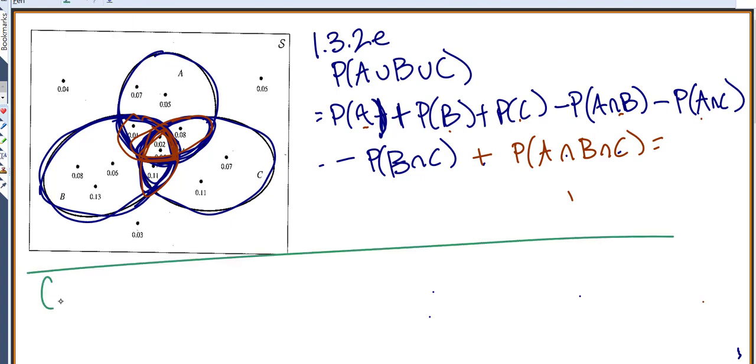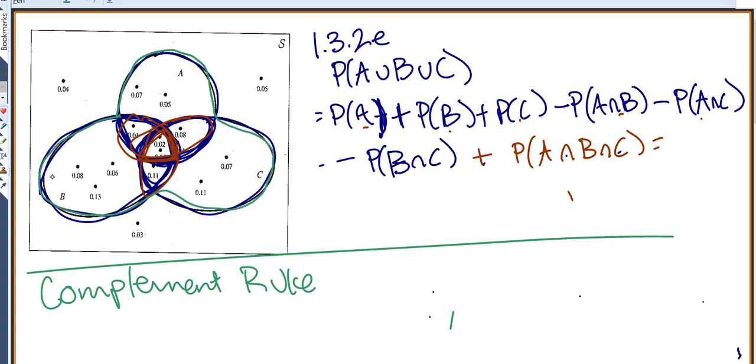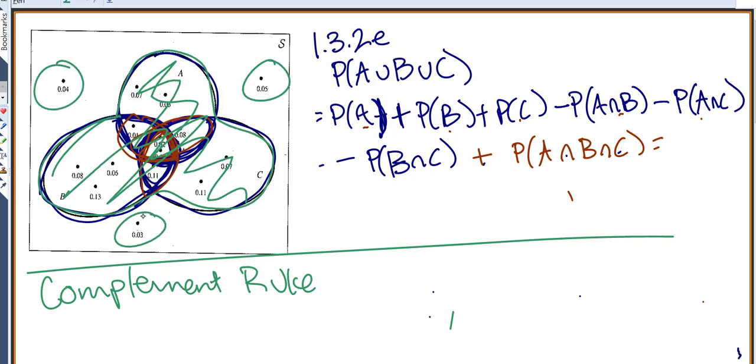Or you could use the complement rule. The reason we have the complement rule is to save you time. Complement rule is awesome. Okay, so you could look at it and say A or B or C would include everything in there, here, here, or here. So everything in here is A or B or C. So you could ask what's left. This, this, this. Those are the only things left. So the probability of A or B or C would just be 1 minus everything that's left.